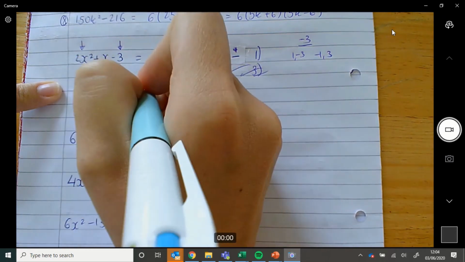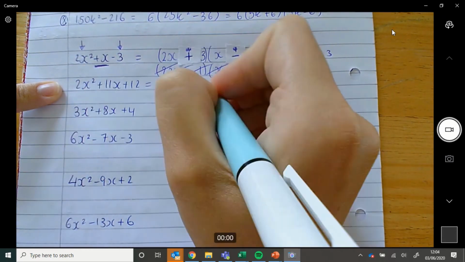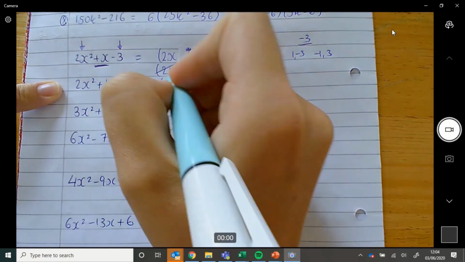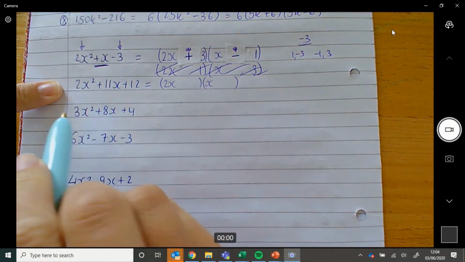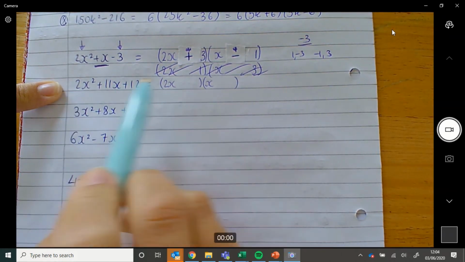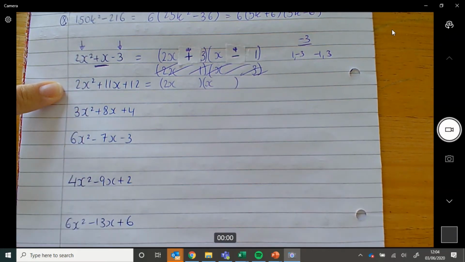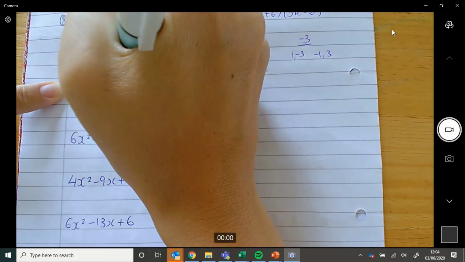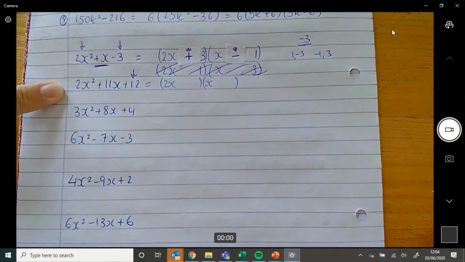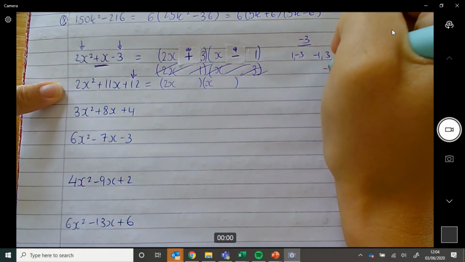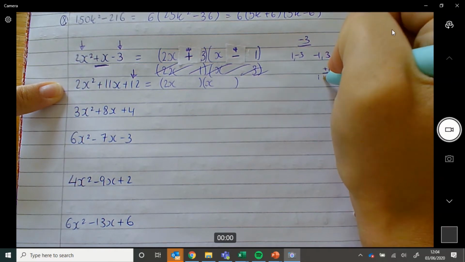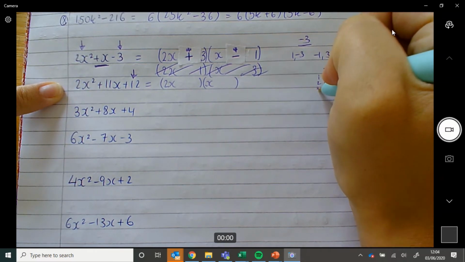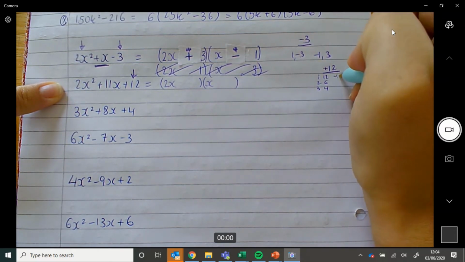Okay, so I can see that there's no common terms, so it must be double brackets, and I know that one of them must be a 2x and the other one must be an x. The reason I have to have a 2x in one and an x in the other is that's the only way I can multiply to give 2x squared. Now I need to think about all the things that multiply together to give me positive 12. So for positive 12, I'll list out all the factors. It's either 1 and 12, 2 and 6, 3 and 4, or the negative versions.